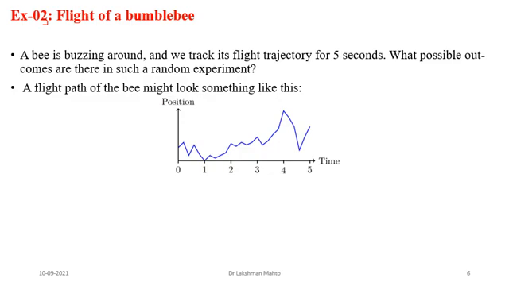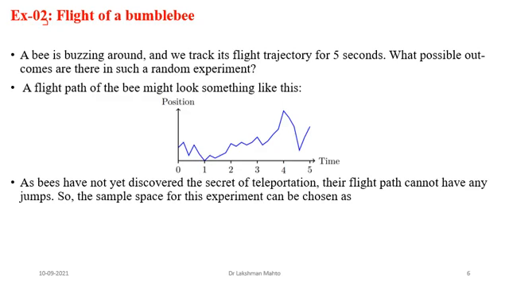So likewise, definitely the flight of a bumblebee is a random experiment. Then, what would be the sample space? As we have not yet discovered the secret of teleportation, their flight path cannot have any jump. There would be no jump, there would be continuity. If you observe the bee, it would be a continuous path. Position would be a continuous function of time. I might be a little bit specific in the sense that we are putting a continuum approach, that position happens to be a continuous function of time.